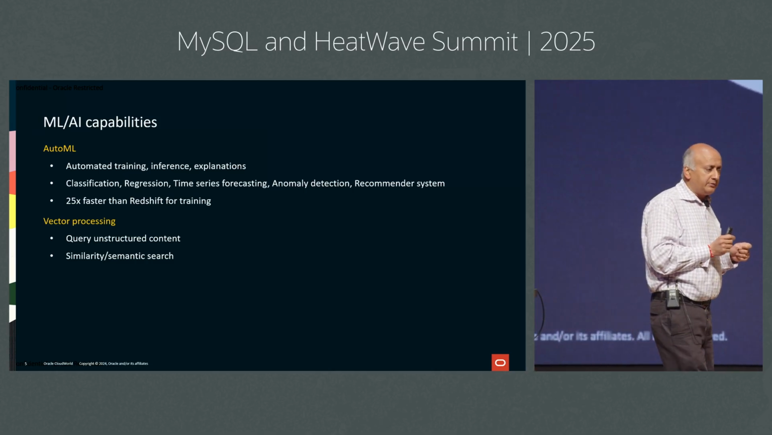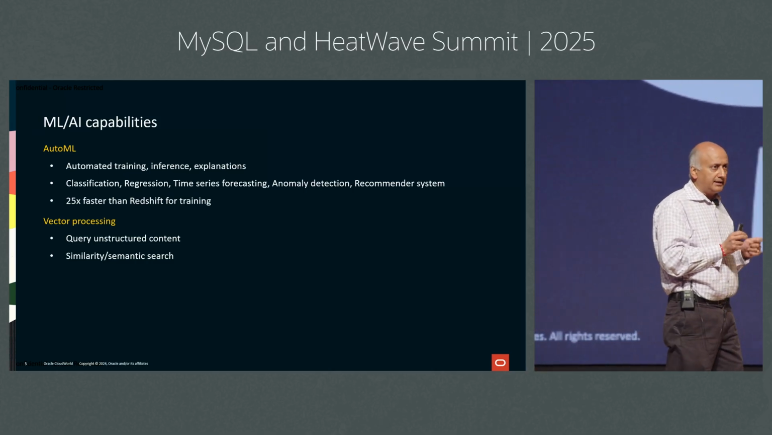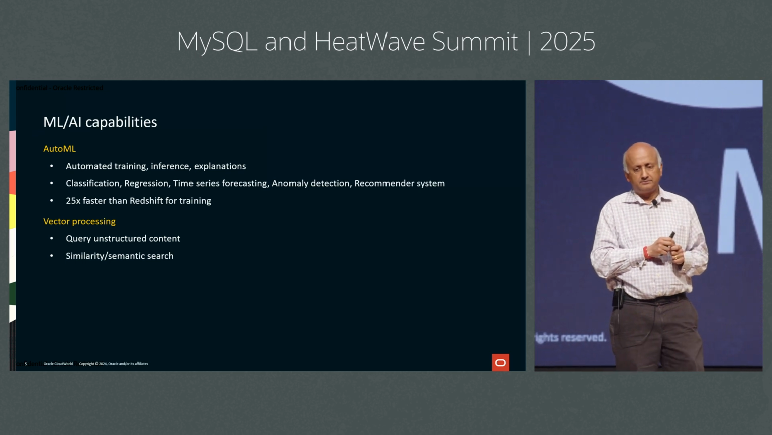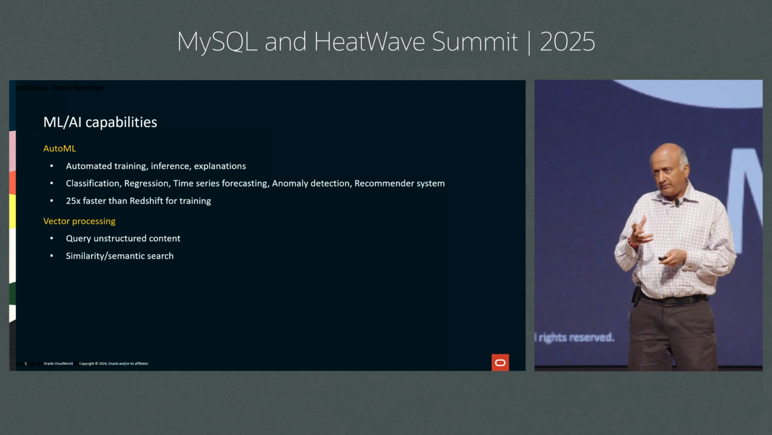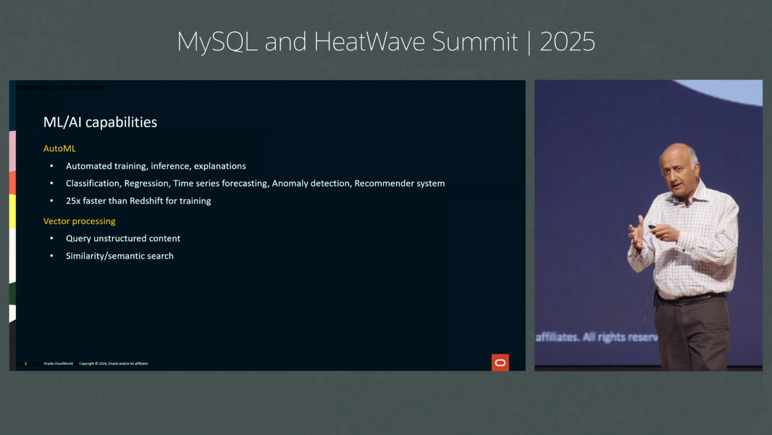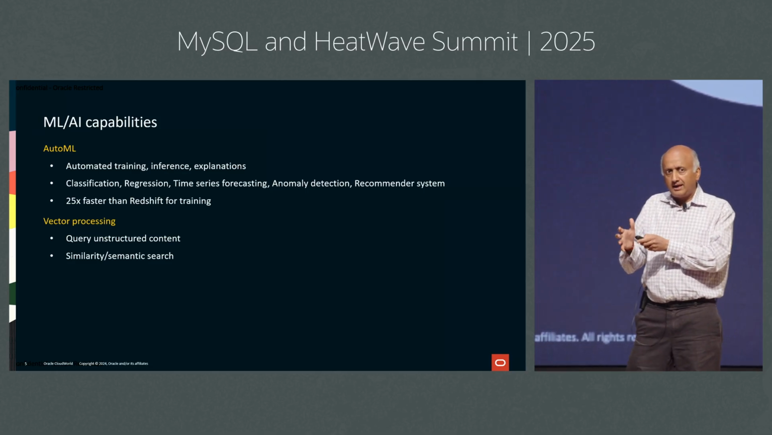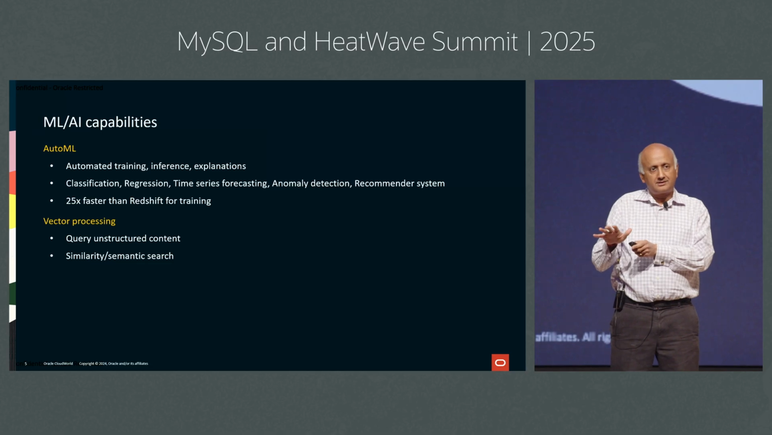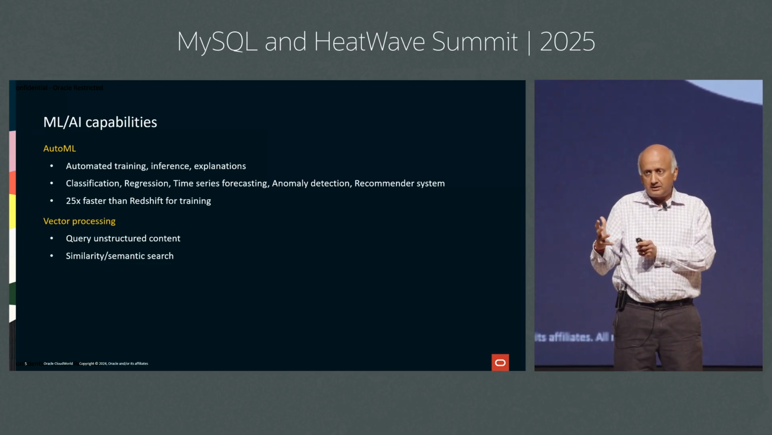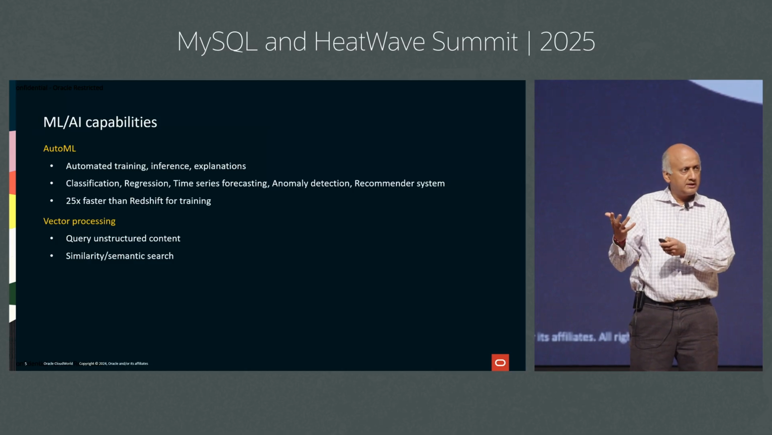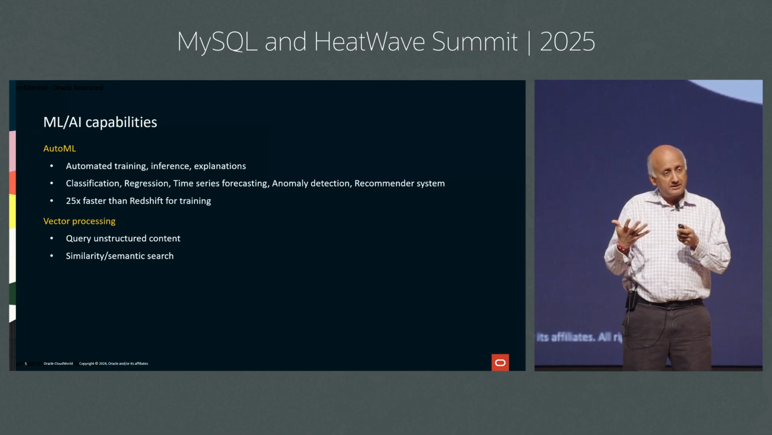The second capability we have is vector processing, which we introduced at last CloudWorld. And here there are two aspects. With vector processing, we are able to take unstructured content and start doing searches on it. Right now we are doing documents, but in the future we can do images and such. You can start doing comparisons.